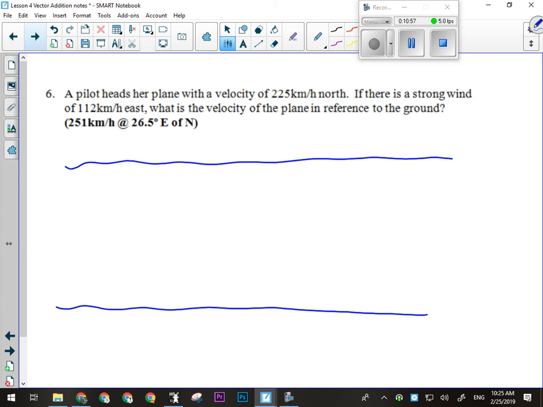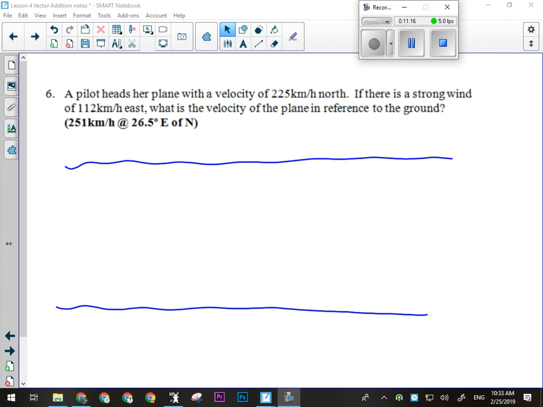Not landing on the runway is usually bad. Okay, so this is a kind of real world application here. I want you guys to give that one a try, keeping in mind that it works a lot like the boat questions that we did before the break, seeing how many of you remember the boat questions. All right, so give that one a try. I'll give you a few minutes and we'll go over it.